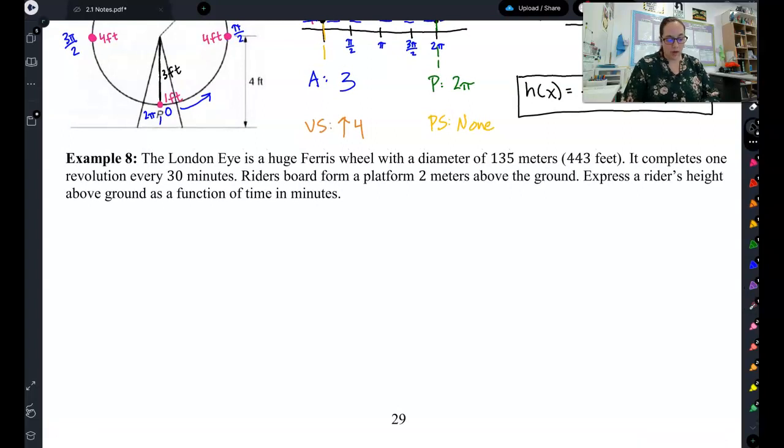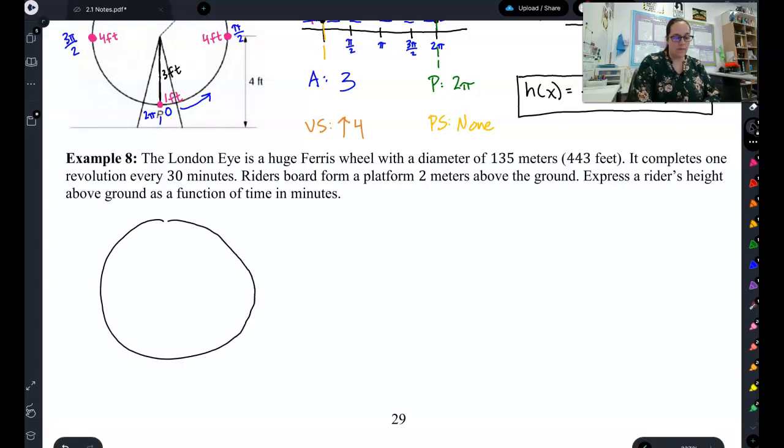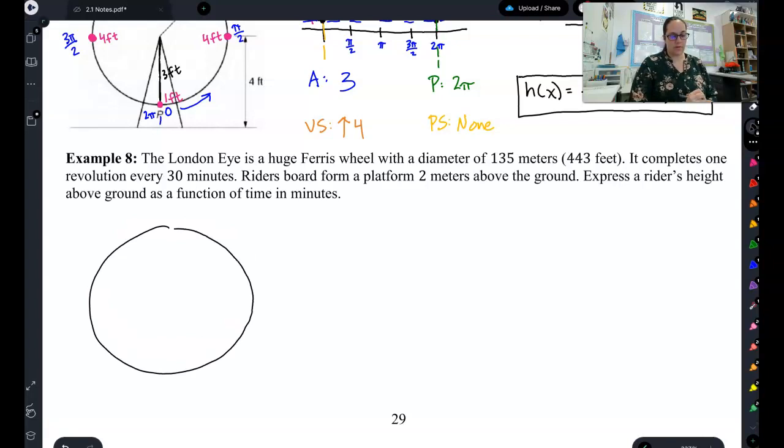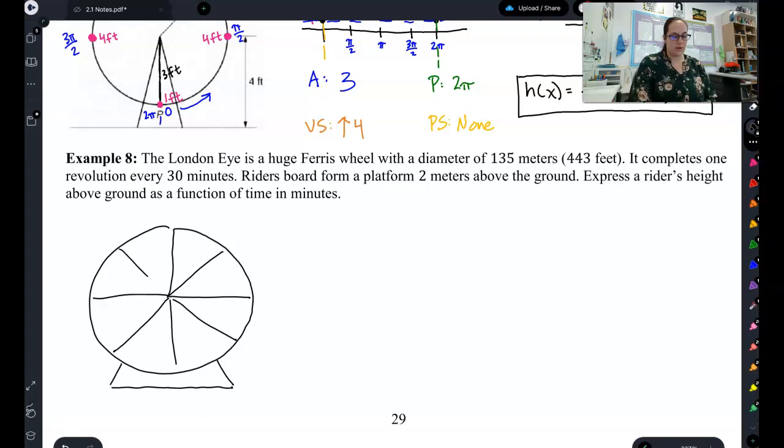In example 8, we're looking at the London Eye, which is a massive Ferris wheel in London. So I have my Ferris wheel here. It's kind of a wonky circle. Let me try one more time. That's better. And this Ferris wheel is off the ground. And it's got a bunch of fun little spikes on our Ferris wheel. So you can go around the Ferris wheel.